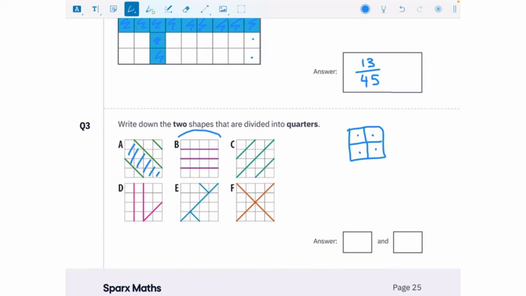So B is going to be one of our answers because we've got 4 squares here, 4 squares here, 4 squares here, and 4 squares here. So that is one of the correct answers. The other one that's divided equally is F. You can see that we've chopped it in half and chopped it in half again. So each of these 4 sections is equal. So F is our other answer.